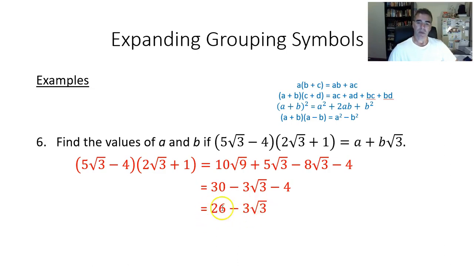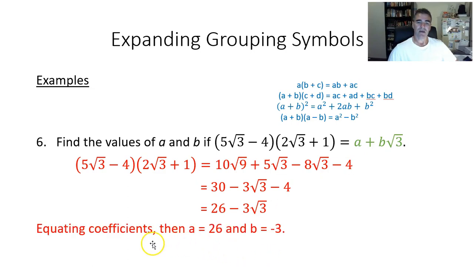But we're almost there. I'm not just after that answer. I now want to relate it to this. So what's the number in front there? Our constant term is 26. So A must be 26. And our B value, notice this is a plus B, and this is negative 3, so be careful with that. So our B value is negative 3. So let's write a statement now saying that we're equating our coefficients. So A is 26 and B is negative 3.